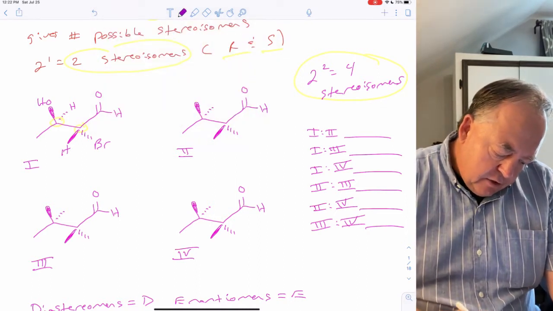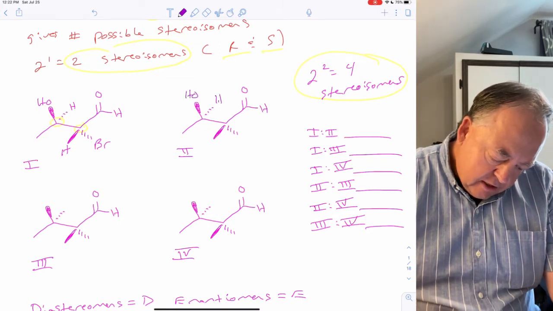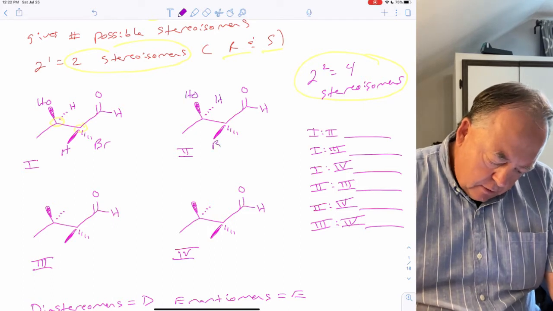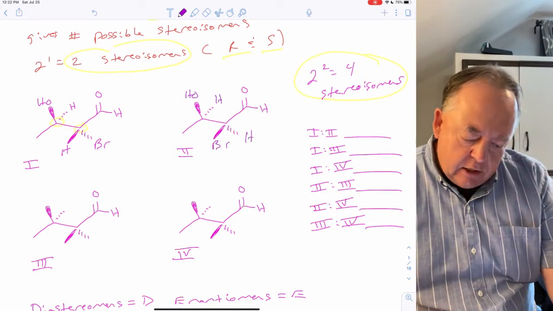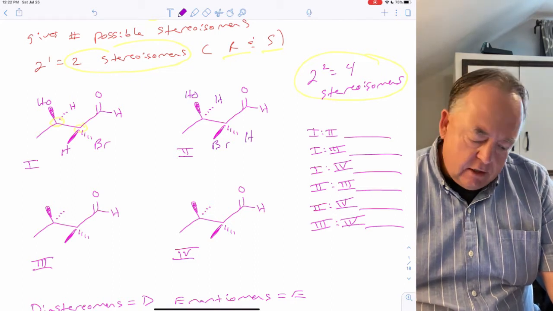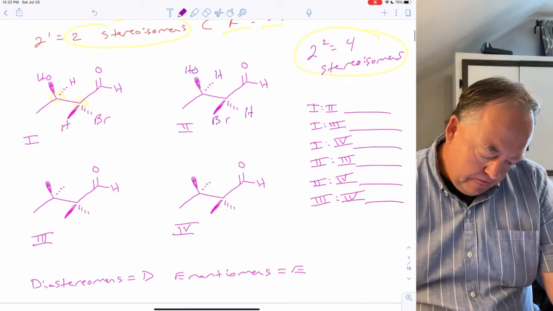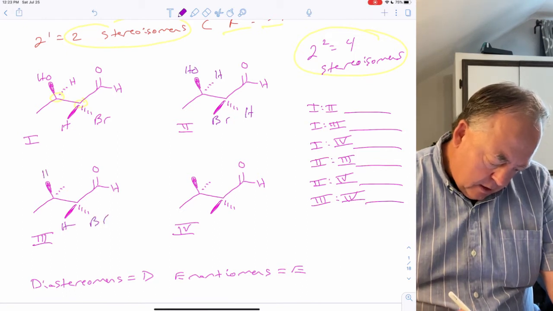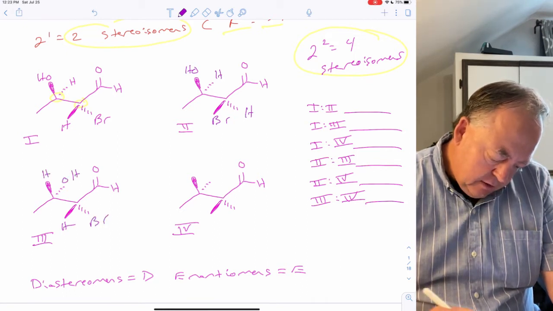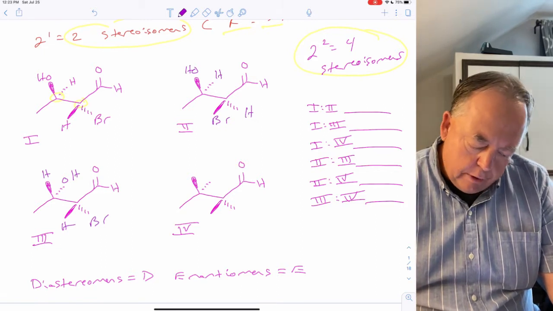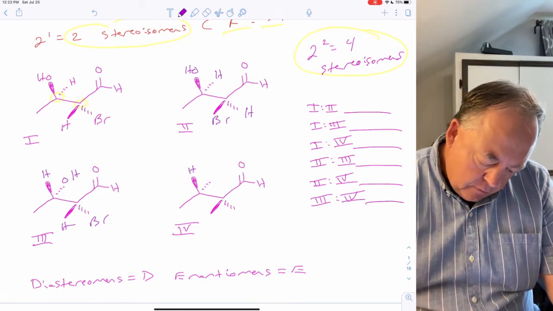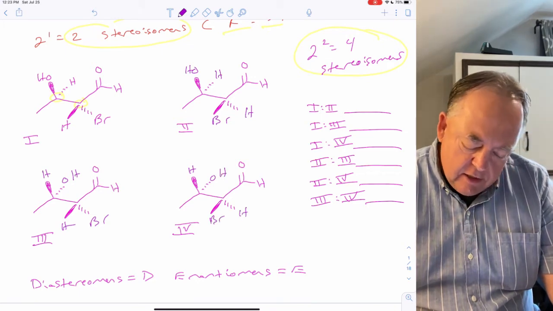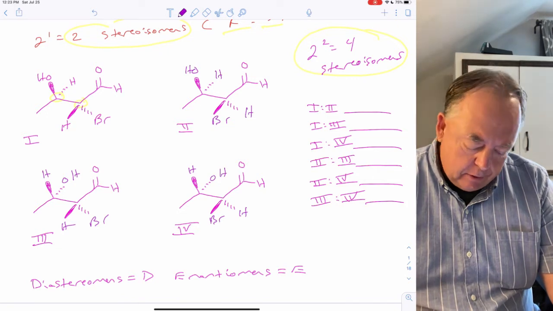So the easiest thing to do is to keep one of these chiral centers the same, and then switch 2 groups on the other. If we put the bromine on the solid wedge and the hydrogen on the dashed wedge, then that would create a different stereoisomer. Or we could keep the bromine and hydrogen the same, and swap the hydrogen and the OH, so that would be a different stereoisomer. Or we could swap both chiral centers, so if we swap the OH and the H and the bromine and the hydrogen, then that would be the 4th stereoisomer.